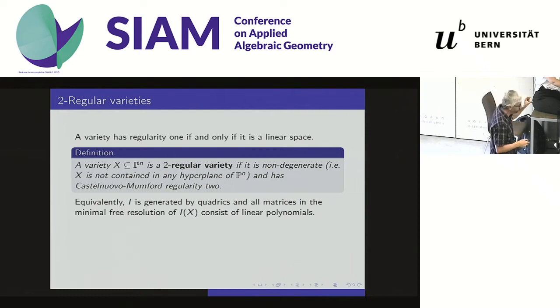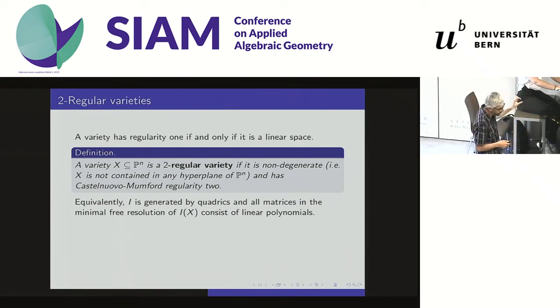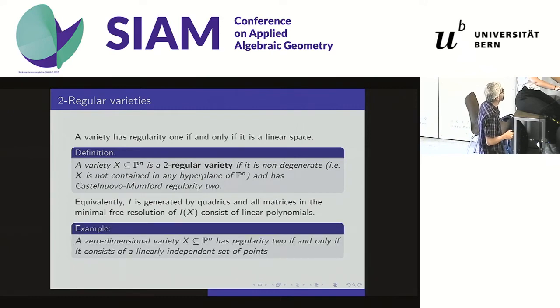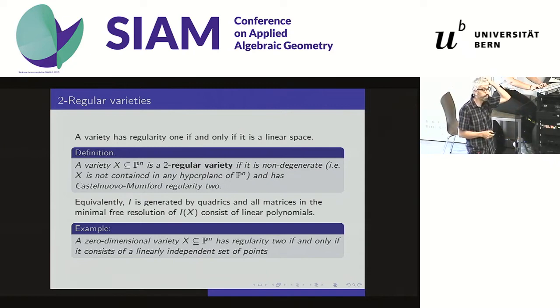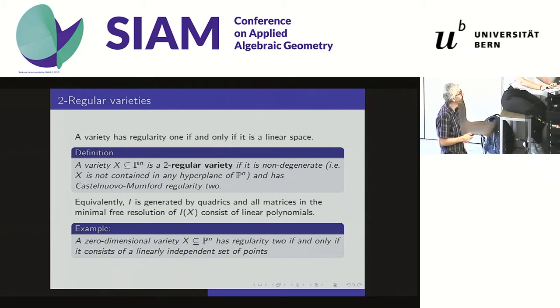Or also, if you look at the Betti tables, those are the ones in which the Betti table has only 2 non-zero diagonals. So now let's look at a specific example. Since we understand regularity for sets of points, let's ask, if you have a set of points that has regularity 2, what does that mean about the set of points?